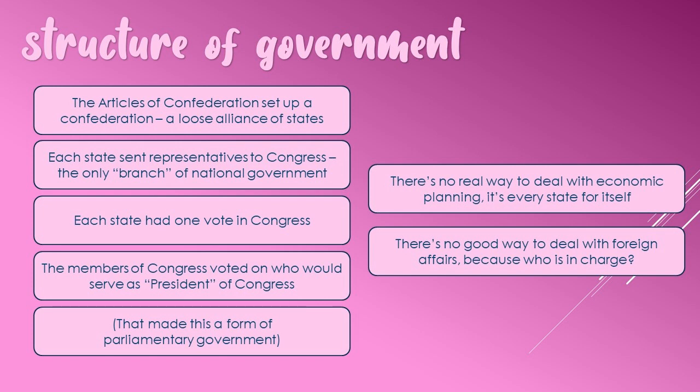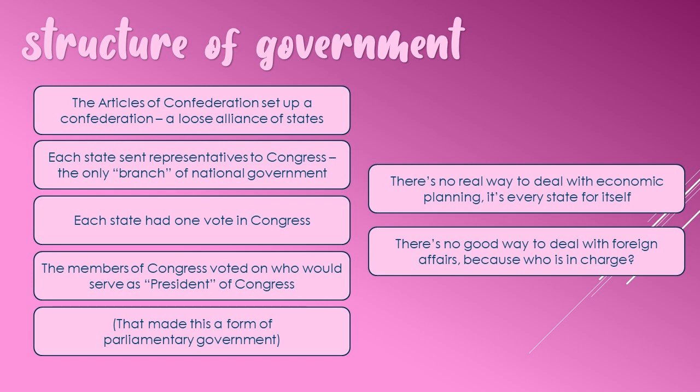One of the biggest problems, each state was allowed one vote. So we've got a couple of huge states like New York and Virginia who have the same power as very small states. And so we've got 13 states here that each have one vote in the Congress, and they're not going to agree on a lot of things. So it's going to be difficult to pass laws. And they're missing a couple of really important things here.